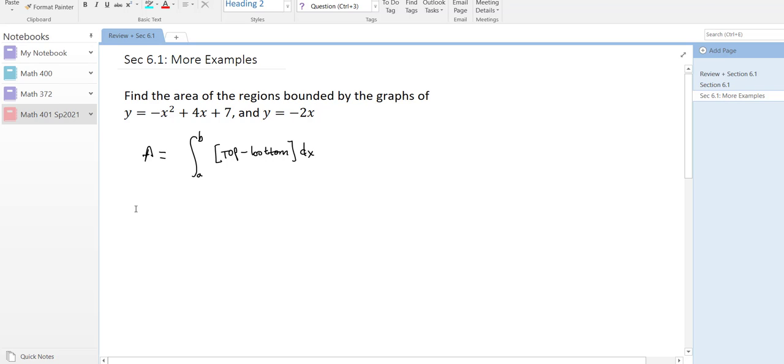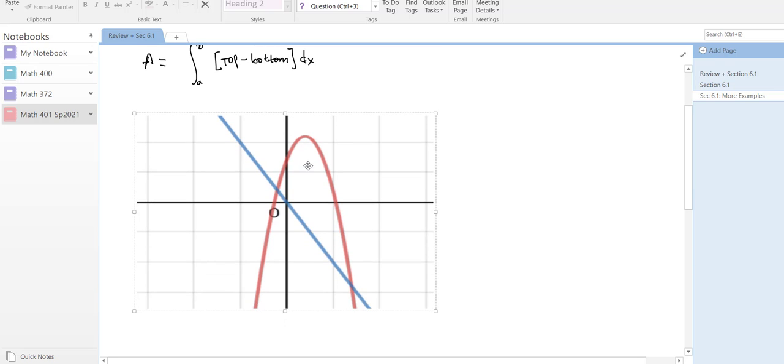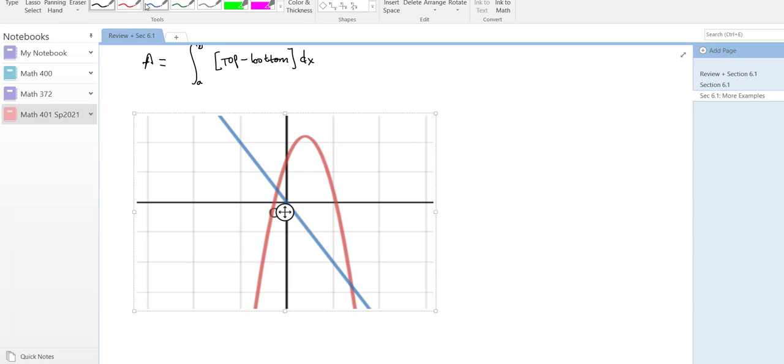So looking at a graph, we have this graph. So I have the parabola and the line. Now that I have the picture, I can see that the parabola is on top. So one of the questions we want to ask ourselves is, is top minus bottom obvious? And in this case, yes, it is.